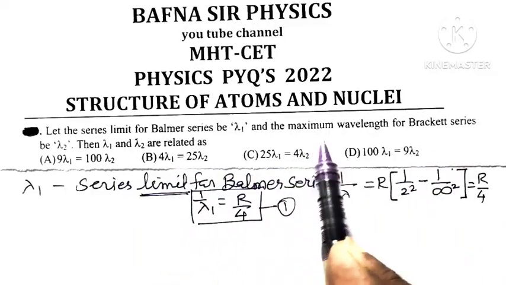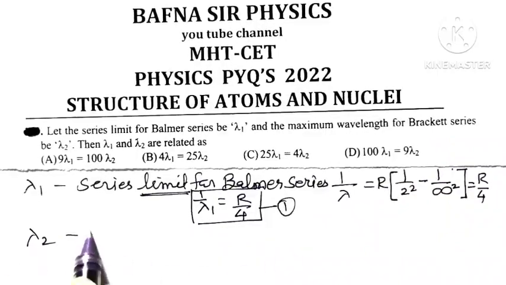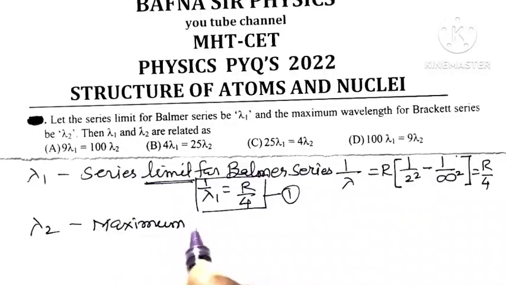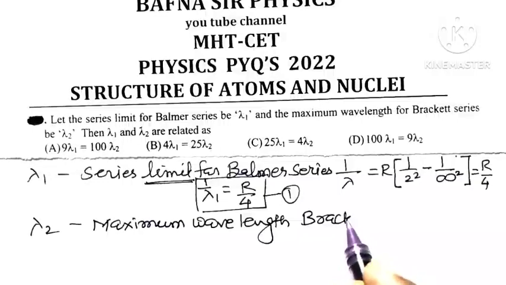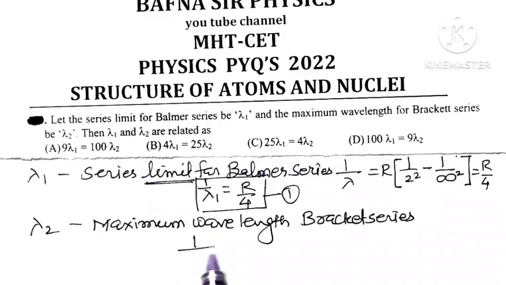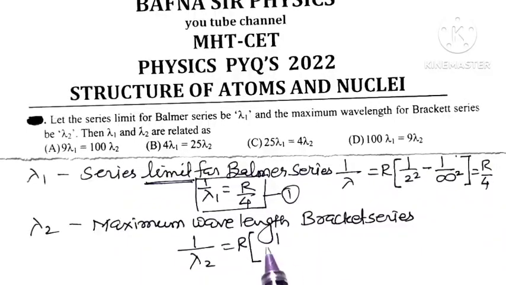Now, the maximum wavelength for the Brackett series is lambda 2. Lambda 2 is the maximum wavelength for the Brackett series. And what is the formula for the wavelength of the Brackett series? The wavelength of a spectral line in the Brackett series is 1 upon lambda 2 equal to R in bracket, where the final orbit must have principal quantum number 4. So, it is 1 upon 4 square minus.